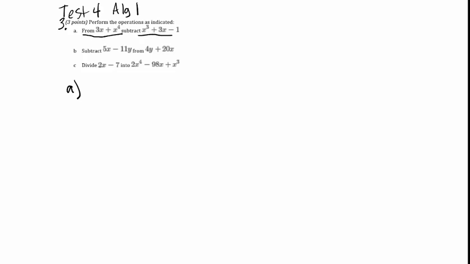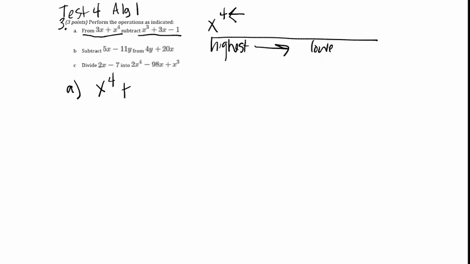These are both polynomials, but the trick here is to line them up in order of exponent. And you'll notice the exponent is this little number right there. And we want to line them up in order from highest power to lowest power. It's called writing it in order of descending powers.